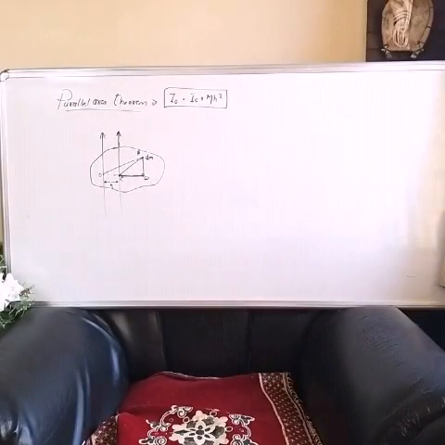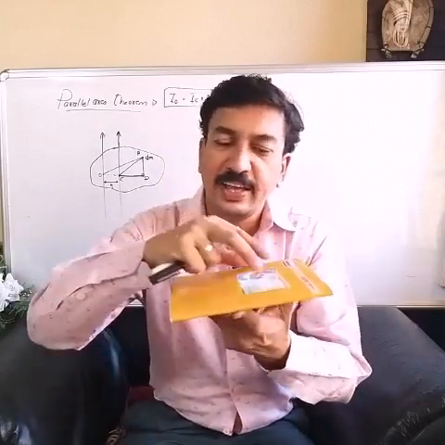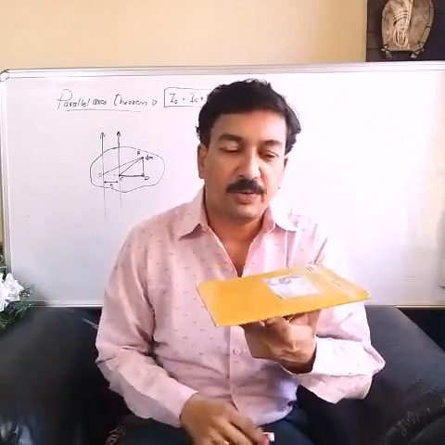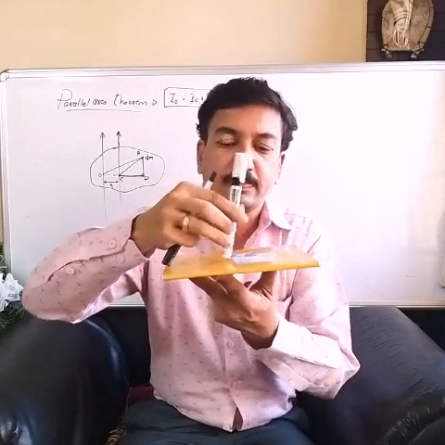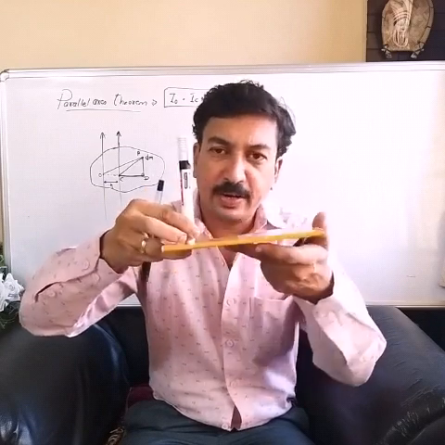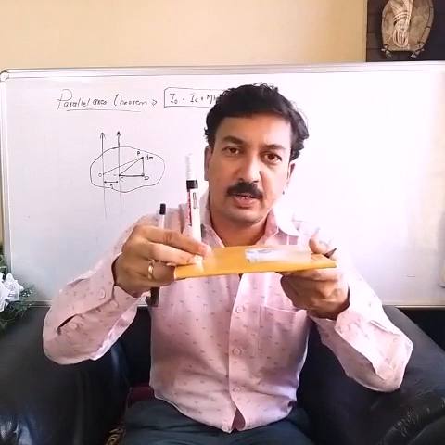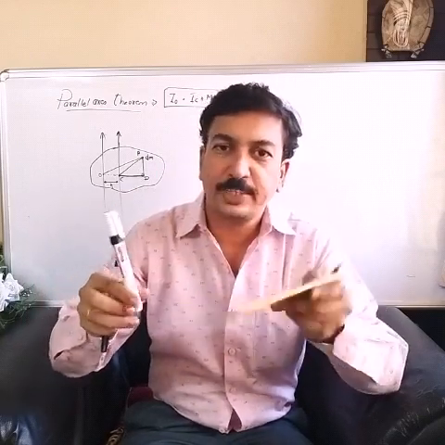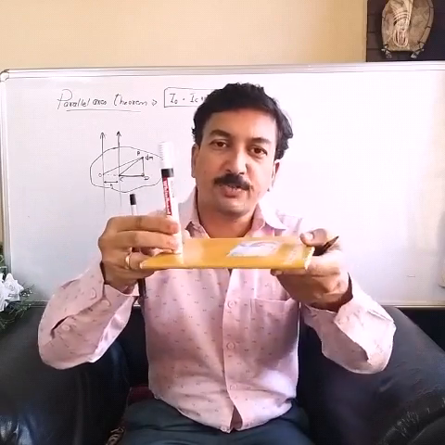Now let's talk about the parallel axis theorem. Look here. Suppose this is any body, and I want to find the moment of inertia about a certain axis of rotation. I repeat, there is an irregular body of any shape, and this is the axis of rotation, and I want to find the moment of inertia about this axis of rotation.